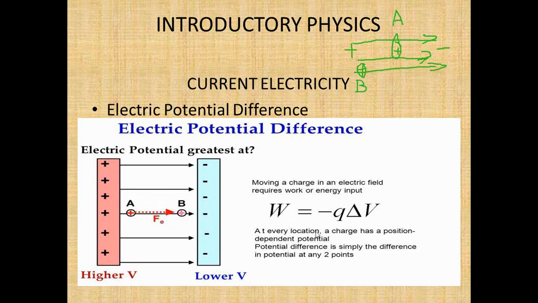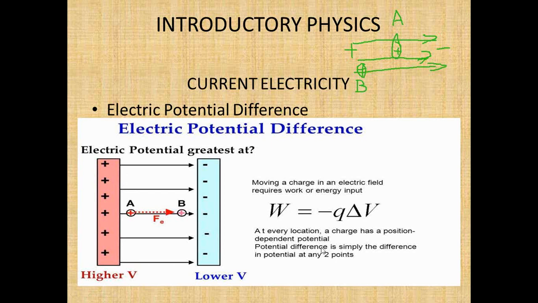So at every location, a charge has a position dependent potential. At every point between your high and your low potential terminal, your charge is going to have an electric potential. It's going to have potential energy. It's going to be greater the closer you are to the high potential terminal, the more towards the positive side, it's going to have more electric potential or electric potential energy.